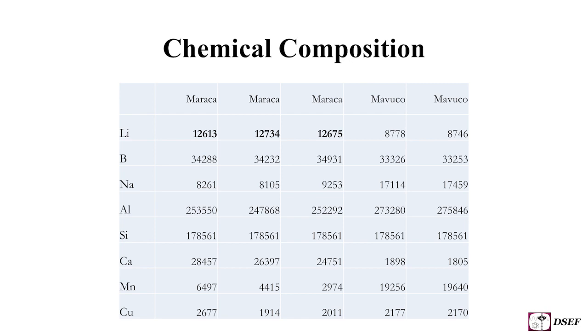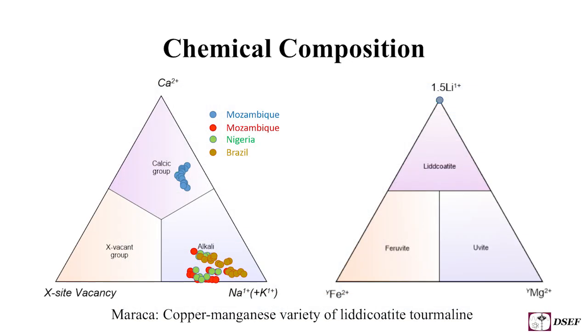We have learned about the tourmaline structure and chemical composition earlier this morning. And these tourmalines from Maraca are, compared to the stones from Mavuco in Mozambique and compared to those from Nigeria and Brazil, chemically different. They plot here in this tiny diagram in the calcic group, and they can also be identified actually as liddicoatite tourmalines, so calcium-rich tourmalines.